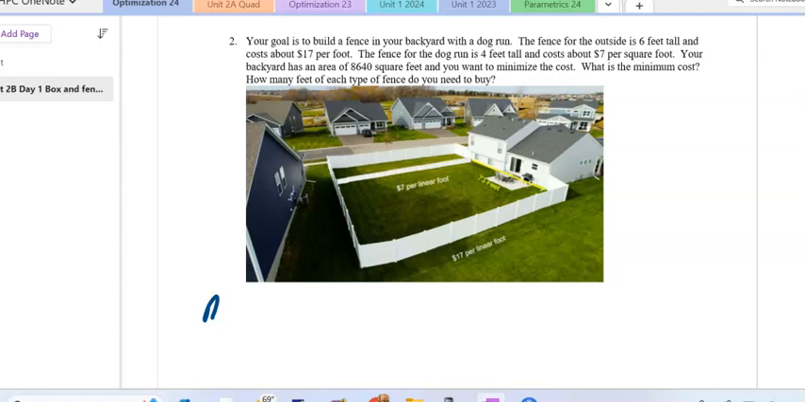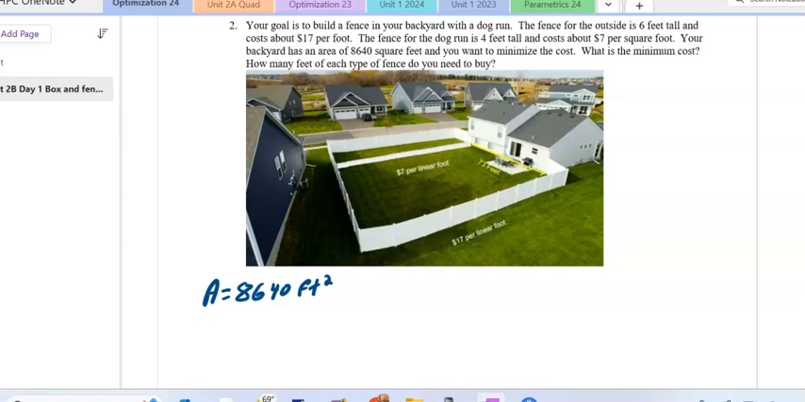So we know that the area is equal to 8640 square feet. I'm going to draw a diagram to represent this problem. So this is the outside of your backyard. And then there's this dotted fence that costs $7 per linear foot there. So I'm going to call the horizontal distances x, and I'm going to call the vertical distance y.